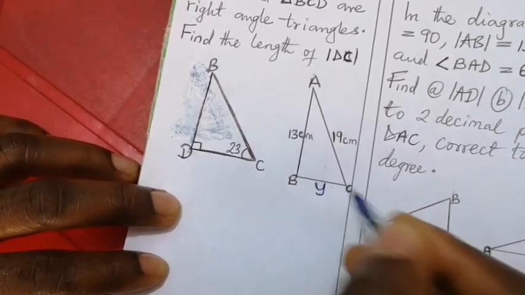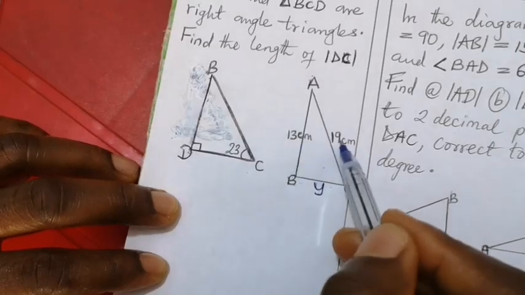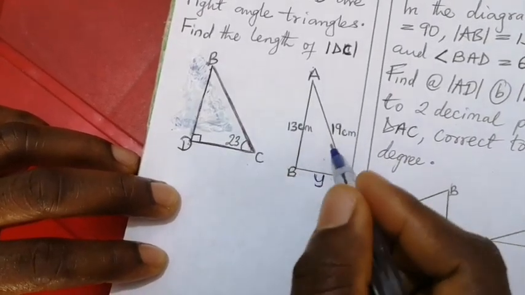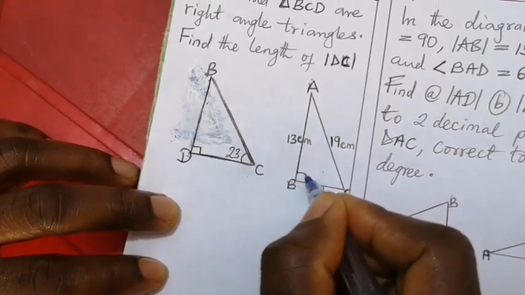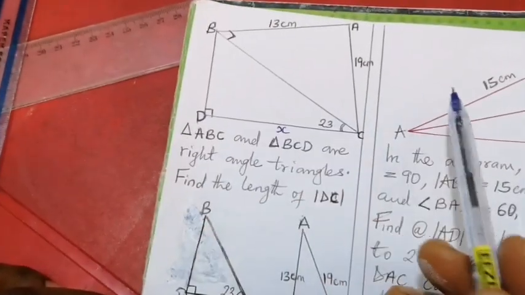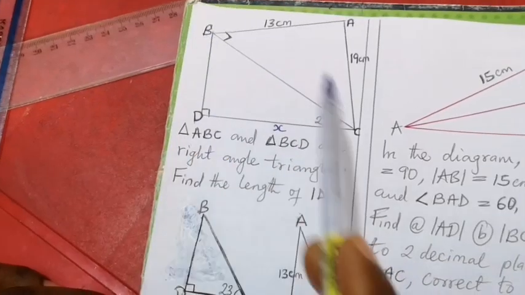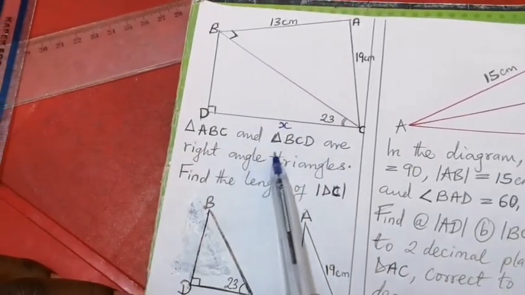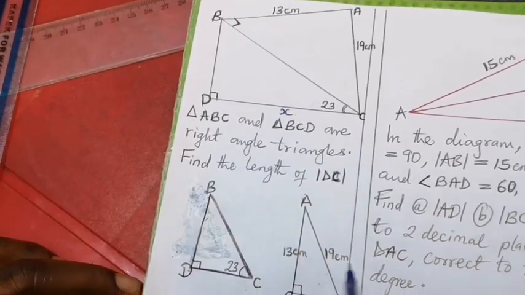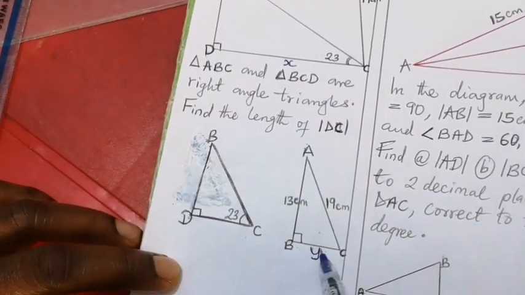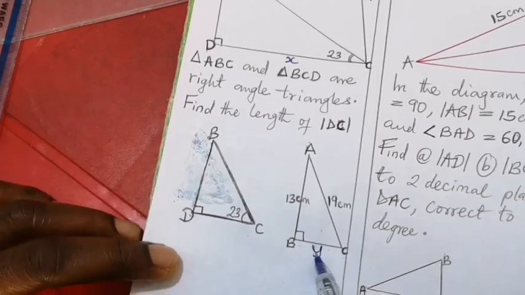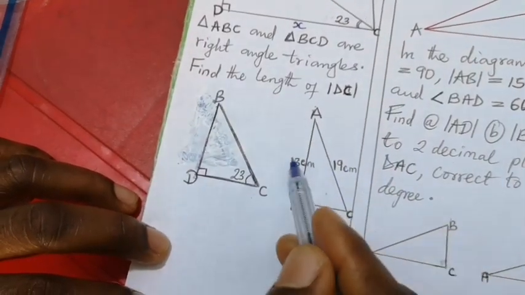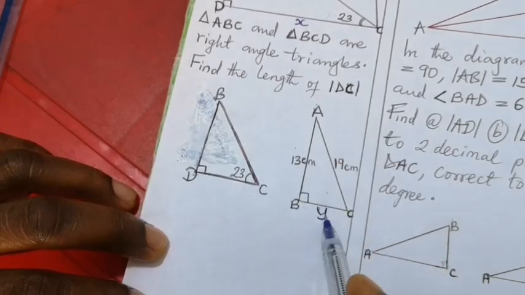Okay, now since I have two sides in this triangle, and it is a right angle triangle from what we have, look at it here. Triangle ABC is a right angle triangle, and it is indicated in this our question. So because of that, I can use Pythagoras theorem to find the value of y. So this is hypotenuse, and this is our x will now be here, and this is our y.